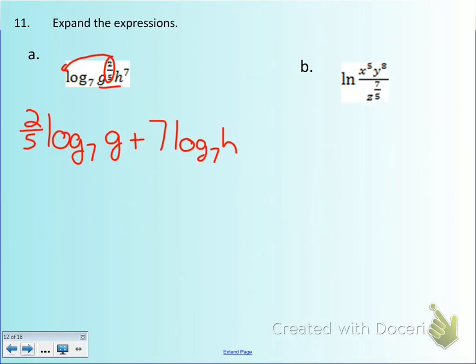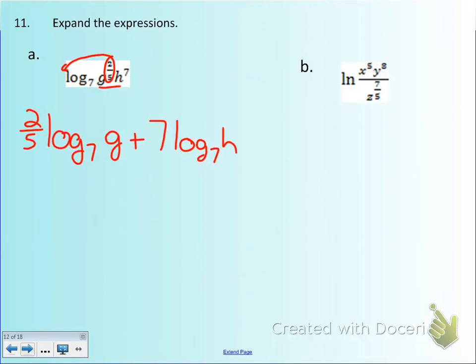We have the natural log of x to the 5th, y to the 8th, sorry, I can't read my own typing here, y to the 8th, divided by z to the 7/5 power. Now this one's a little bit more complicated because we have a division going on as well. When we're dividing with logarithms, that means, yes, that's correct, subtraction.